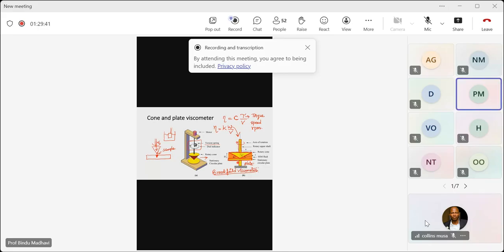Expensive. Definitely expensive, and it also requires prior training to operate. You cannot just go and operate it like how you use Ostwald viscometer. It is very simple. You add liquid, you suck. But here, you need to understand the equipment, you need to understand the inputs, you need to understand the outputs. Then only you will be able to operate this equipment. Expensive, and it is not that easy to operate.